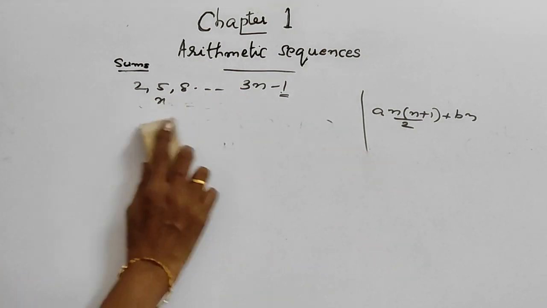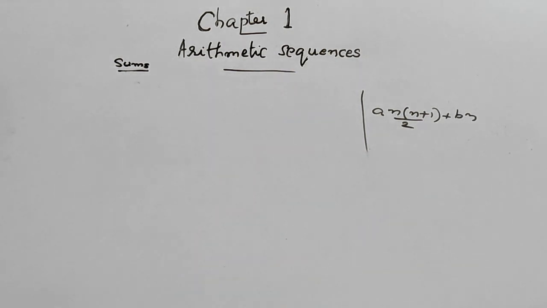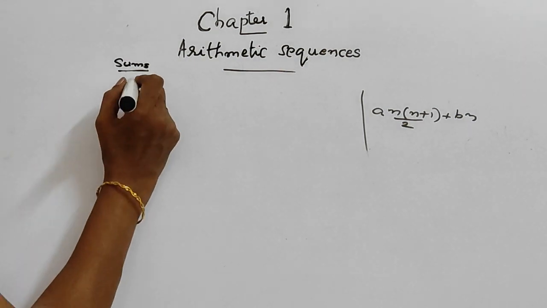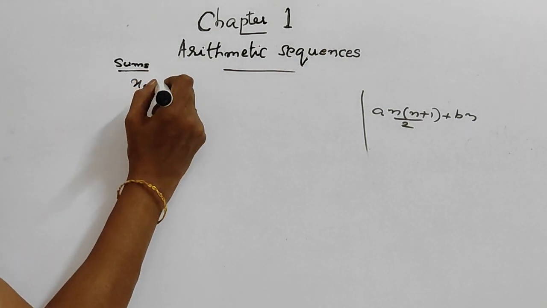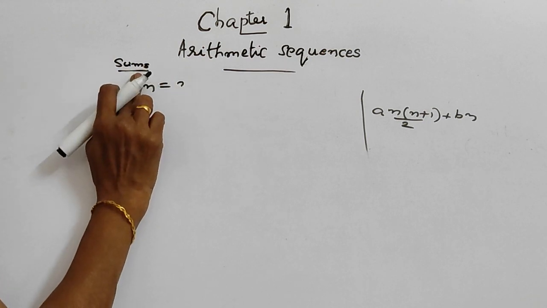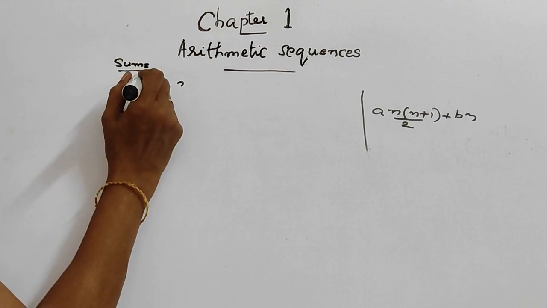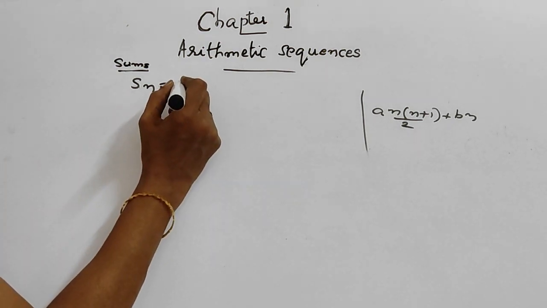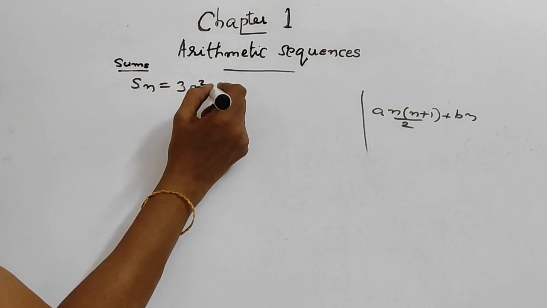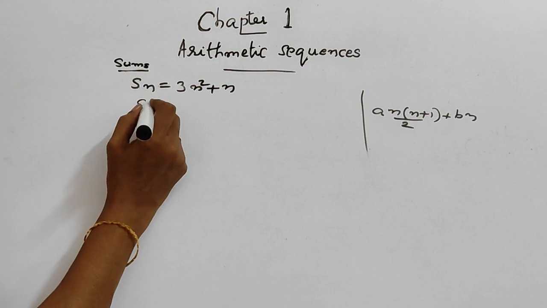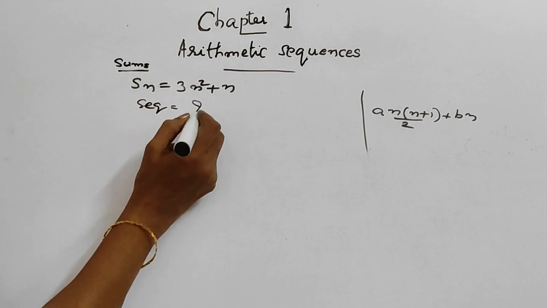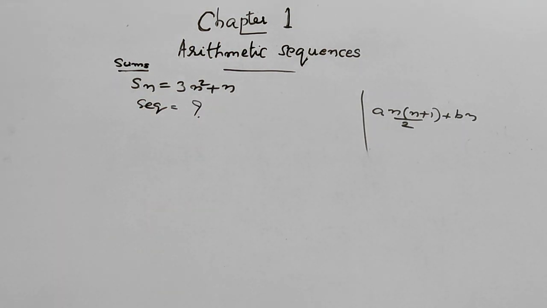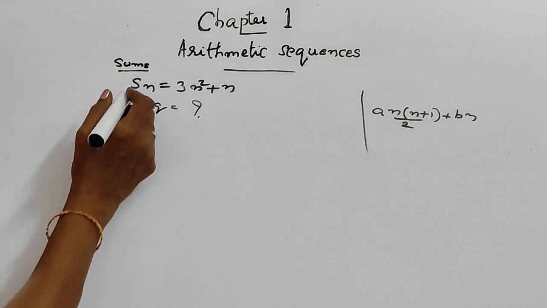Consider another example. Suppose Sn is given, the sum of n terms, as 3n square plus n. How to find the sequence? Yes, you can find the sequence.